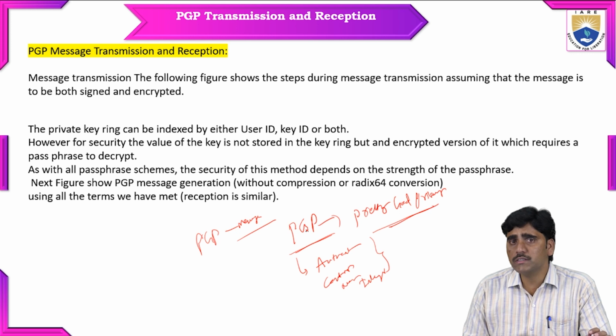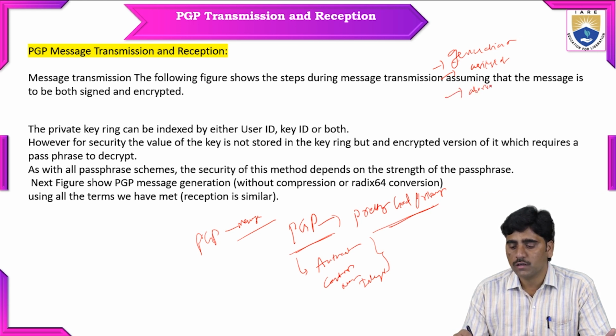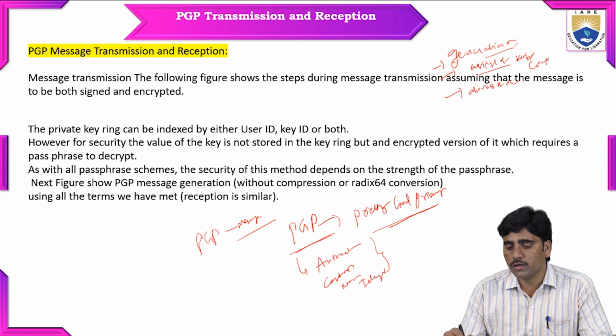The messages involve the generation of keys, using of keys, and aborting of keys. Generation of keys means random session keys, public keys, or private keys. And we use all these keys for encryption or decryption purposes.